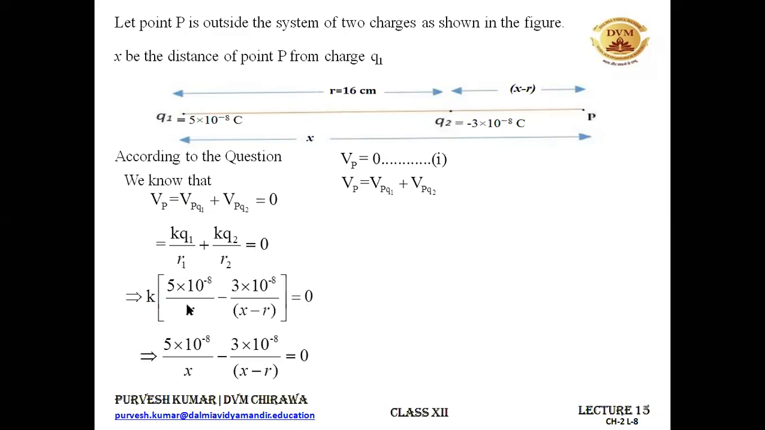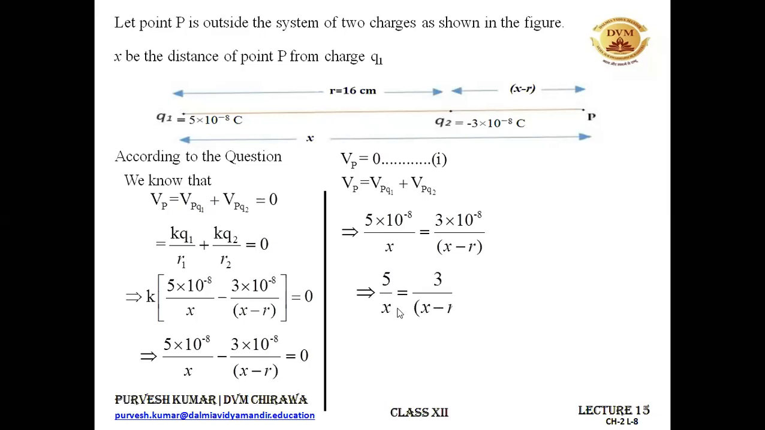and you are left with this thing, 5 into 10 to the power minus 8 divided by x minus 3 into 10 to the power minus 8 divided by x minus r, and it is equal to 0. Now take this term towards the right hand side, and the equation becomes this. This 10 to the power minus 8 gets cancelled out with this 10 to the power minus 8, and you are left with 5 upon x is equal to 3 upon x minus r.